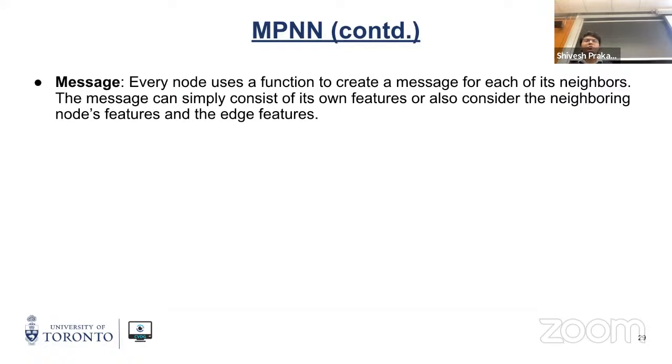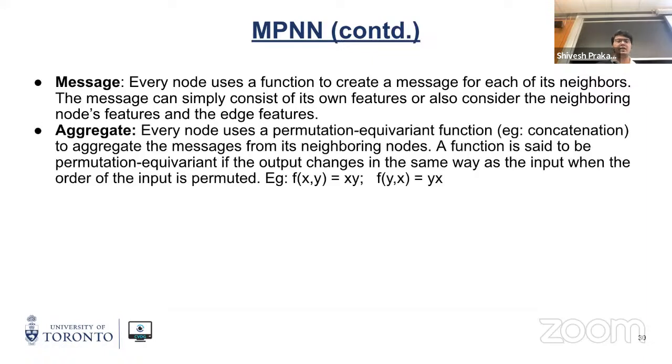So every node uses a function to create a message for each of its neighbors. The message can simply consist of its own features or also consider the neighboring node's features and the edge features. Then every node uses a permutation equivariant function, for example, concatenation, to aggregate the messages from its neighboring nodes. A function is said to be permutation equivariant if you permute the inputs, then the output also gets permuted in the same way. So let's take f of x comma y, where f is a concatenation function. Here you have concatenated x and y, but if instead of sending x comma y, you send y comma x, then the output also gets permuted in the same way. So this is a permutation equivariant function.